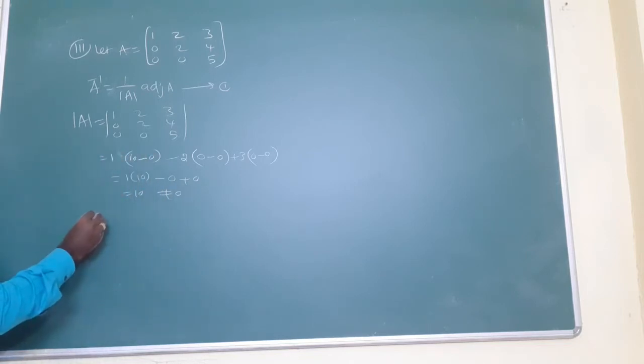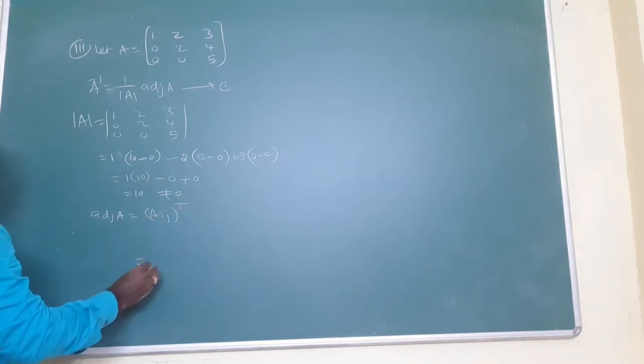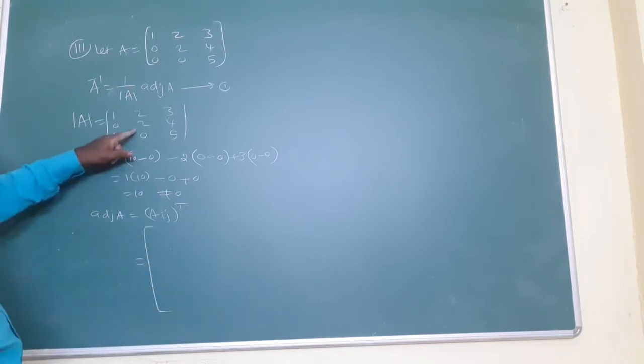Now what did I tell you? Next, you want to find adjoint. What's the formula? Aij power T is the formula. Now what did I tell you? Put the close bracket, because it's a bracket. What is the middle term? Here.